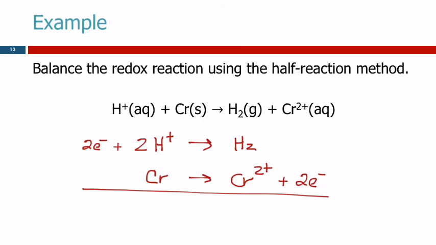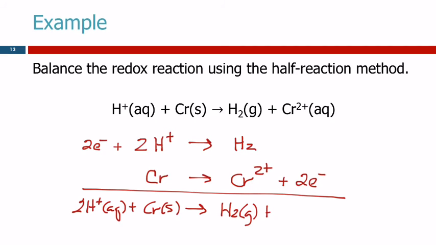So when I add these together, I get 2H plus aqueous plus chromium solid to form H2 gas plus chromium ion aqueous. When I cancel those, cross those out. That's an example of one that if you just balanced it according to the numbers of atoms, it would have worked out fine. But they're not all that way. Any questions?